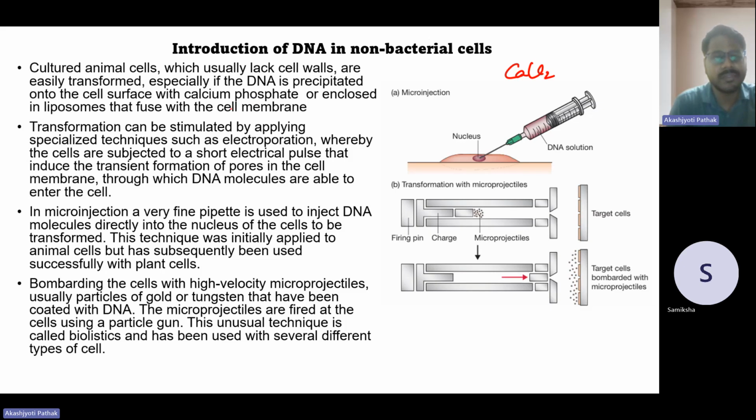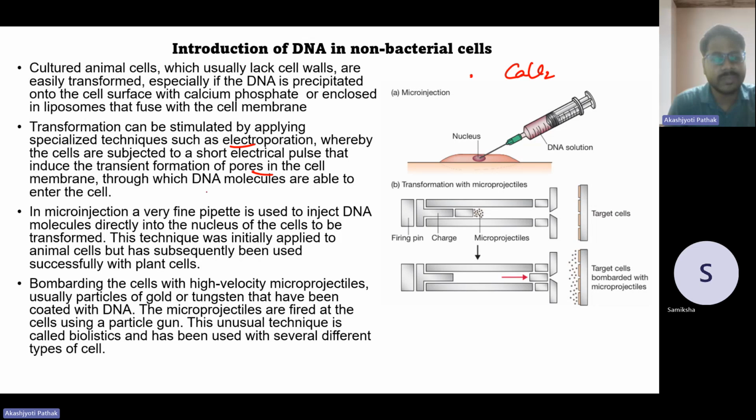In mammalian cells, if you want to transfer the DNA, you can use liposomes. What are liposomes? They are double layered lipid vesicles where you can insert your DNA, and then these liposomes fuse with the cell membrane, and the DNA enters into the cell. Then there can be electroporation. In electroporation, short electric pulses are applied, and these electric pulses induce transient formation of pores in the cell membrane.